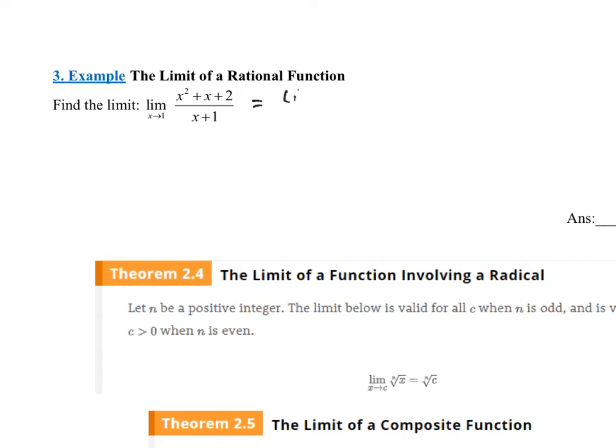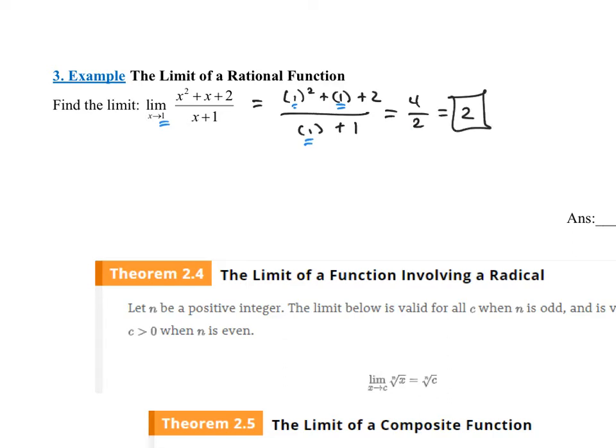So this would be 1 squared plus 1 plus 2 all over 1 plus 1. Everywhere you see an x, we're plugging in 1 because we wanted the limit as x approaches 1. Whatever that number is, that's the number that you plug in. Okay? So let's do the math here. 1 squared plus 1 plus 2, I'm getting a 4. On bottom, 1 plus 1 is a 2, and 4 divided by 2 is 2.